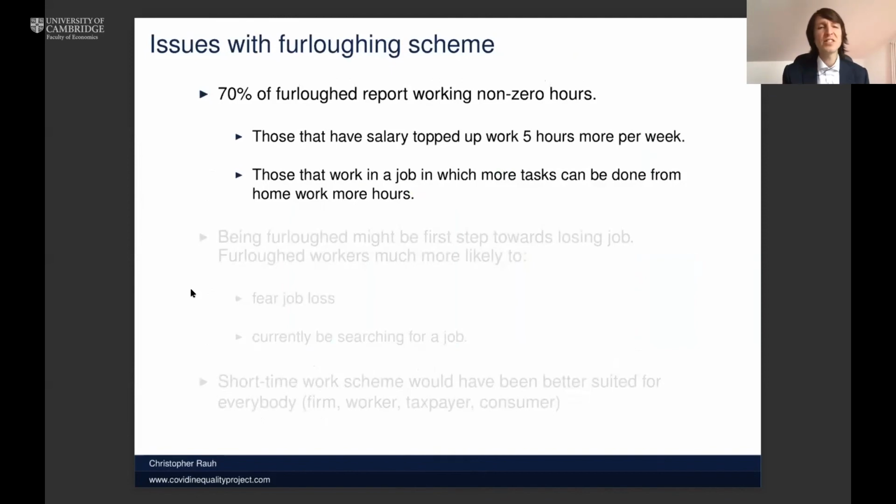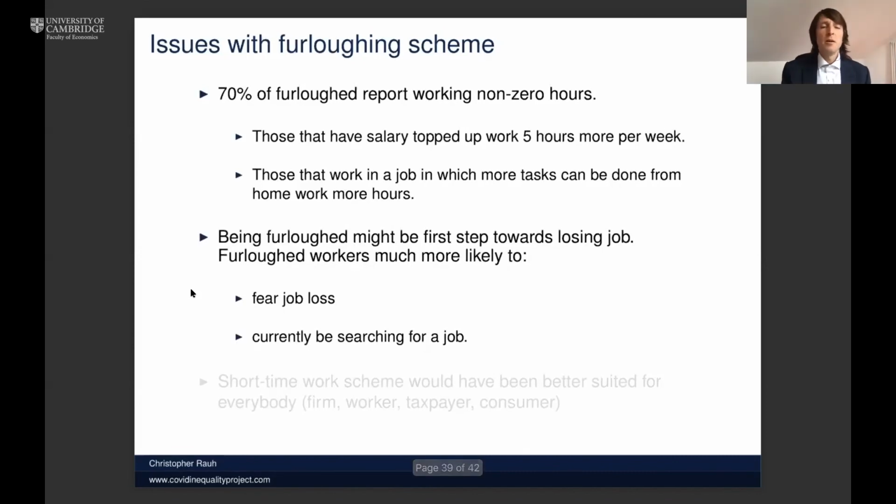But there are greater issues with the scheme. We find that 70% of furloughed workers report working non-zero hours. And in particular, those that had their salary topped up work 5 hours more per week. And those that have a job in which more tasks can be done from home are also working more hours. So it really seems here that a lot of firms and workers are living off of government subsidies right now, despite working.